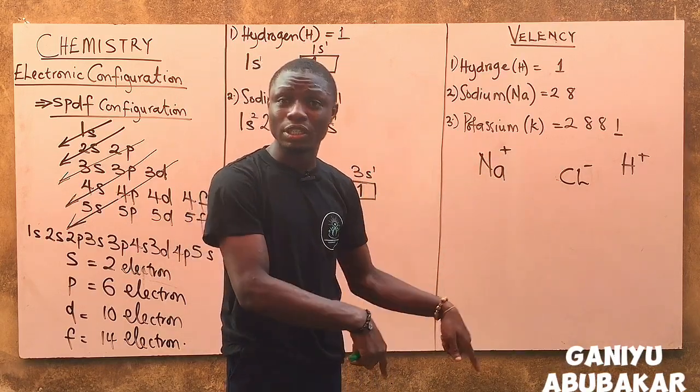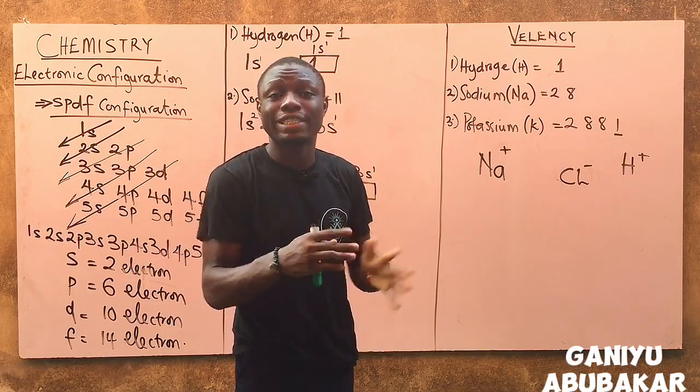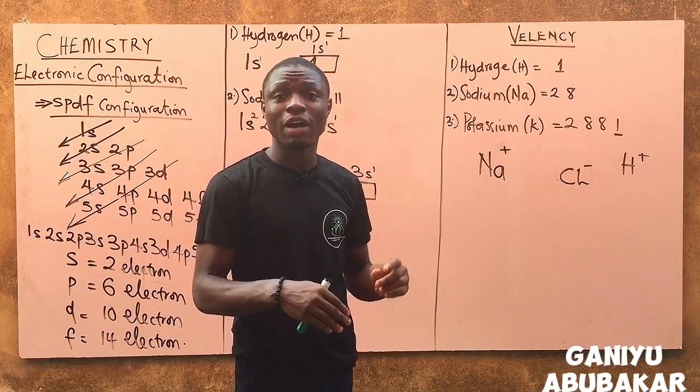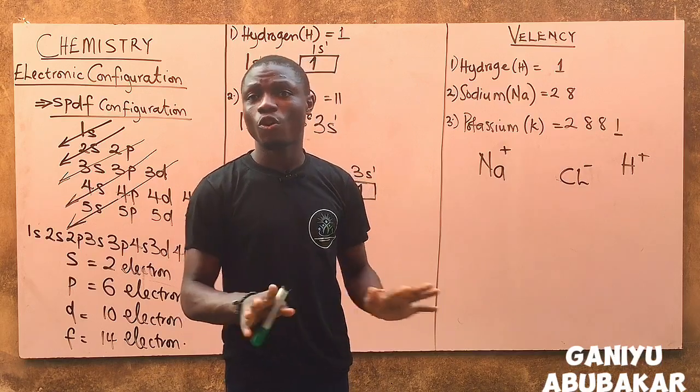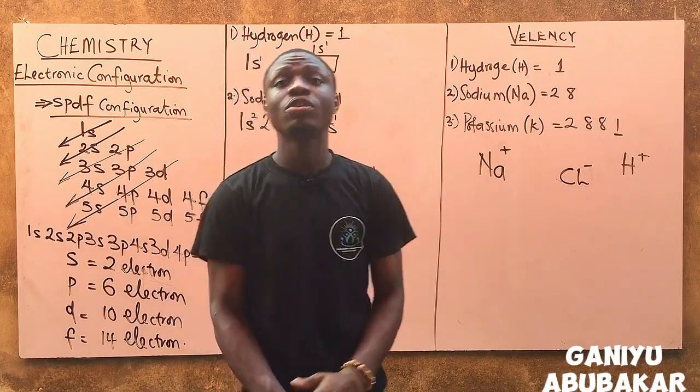And why are they losing and why are they gaining? To ensure that they are balanced and stable. And for it to be stable, it must have either a duplet or octet configuration. All right, at this point, let's discuss one important concept called radical.